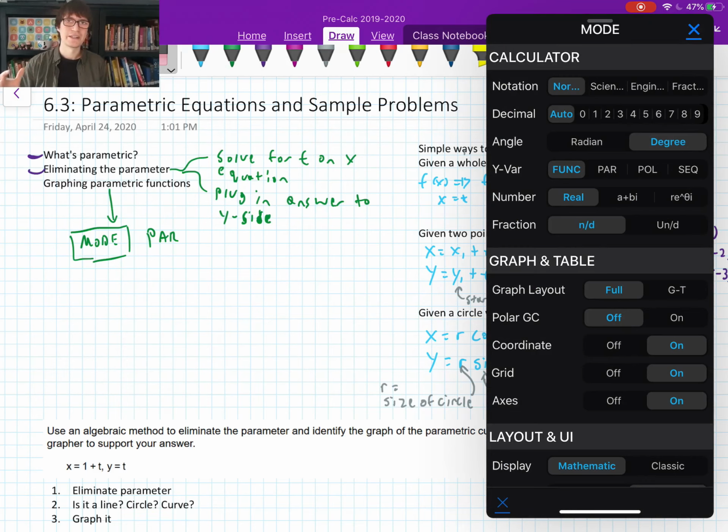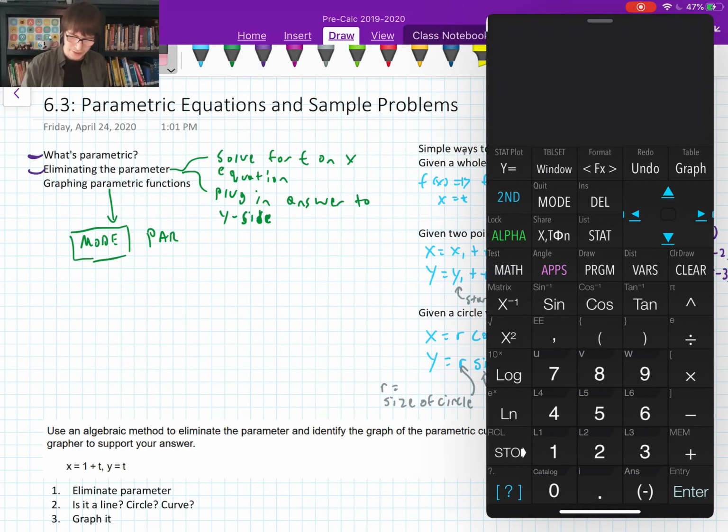This is the same for your TI-84 calculator, assuming you have your TI-84 with you. You can choose for the Y variable. You should have a bunch of different options: Func, Par, Pol, and Seq, or more accurately, Func for function, Par for parametric, Pol for polar, and Seq for sequential. We're going to go to Par for parametric.